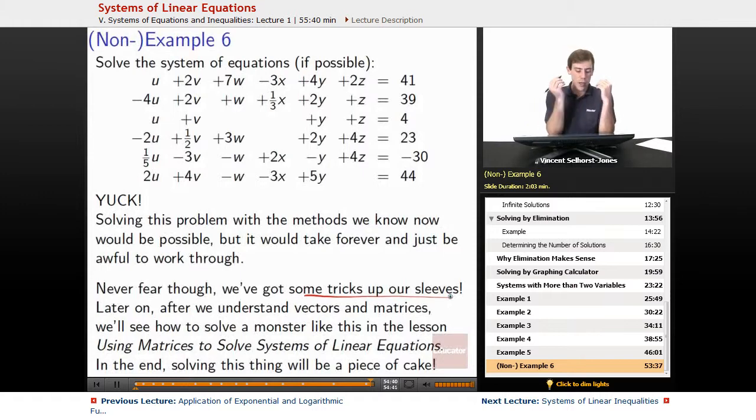Later on, when we understand vectors and matrices, we'll be able to see how to solve a monster like this in the lesson using matrices to solve systems of linear equations. You'll be able to use what you know about matrices, matrix multiplication, matrix inverses, things that we'll all learn about in the future, don't worry. You'll be able to see there's a really, really easy way to just knock this stuff out. If you've got access to a calculator so you can compute the inverses easily, you'll be able to knock this thing out really, really quickly. Solving this thing will be a piece of cake once we talk through this stuff.